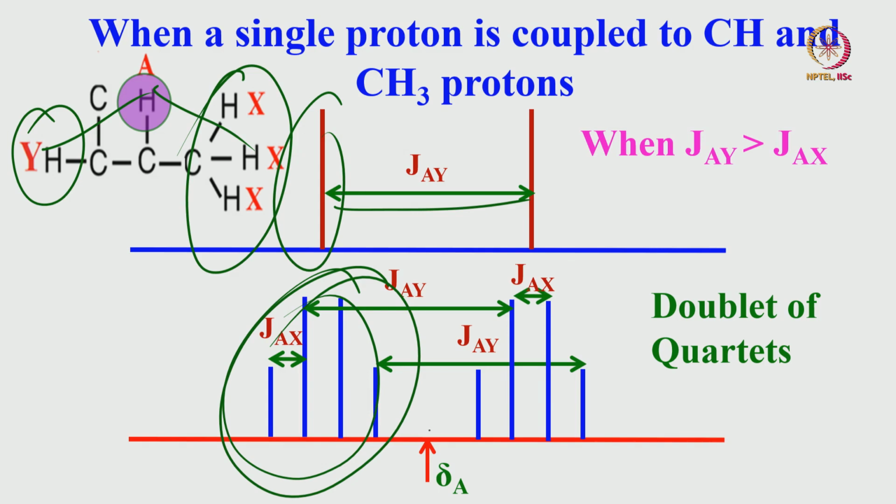Again, the center of this multiplicity corresponds to the chemical shift of A. Take any 2 adjacent lines of the quartet, that gives you the coupling between A and X. And taking similar lines, leftmost to leftmost, second to second, third to third, fourth to fourth, between the quartets, measure the separation that corresponds to JAY. So, this pattern is called doublet of quartets.